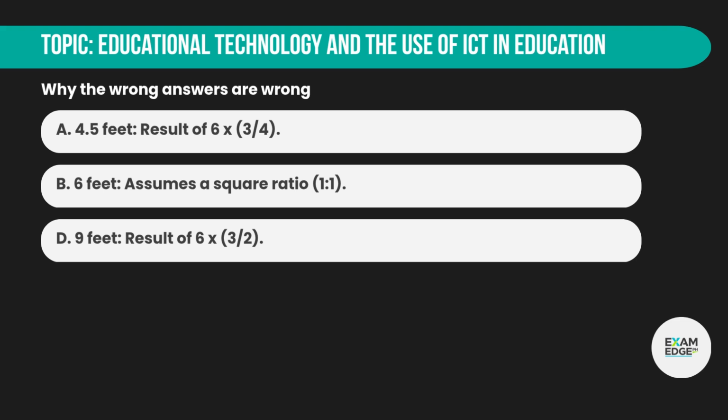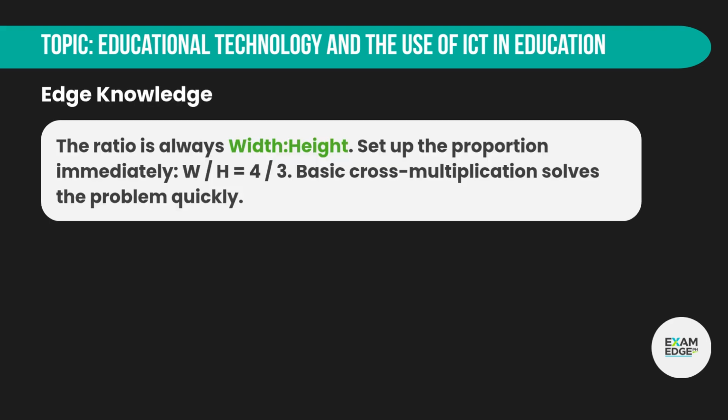Why the wrong answers are wrong. A. 4.5 feet. Result of 6 times 3/4. B. 6 feet. Assumes a square ratio 1:1. D. 9 feet. Result of 6 times 3/2. Edge knowledge. The ratio is always with height. Set up the proportion immediately. W/H equals 4/3. Basic cross multiplication solves the problem quickly.